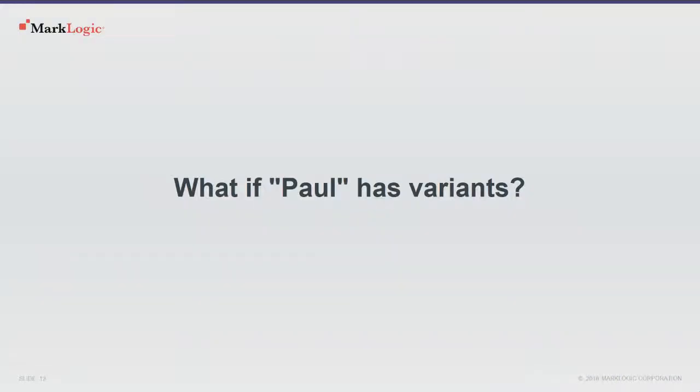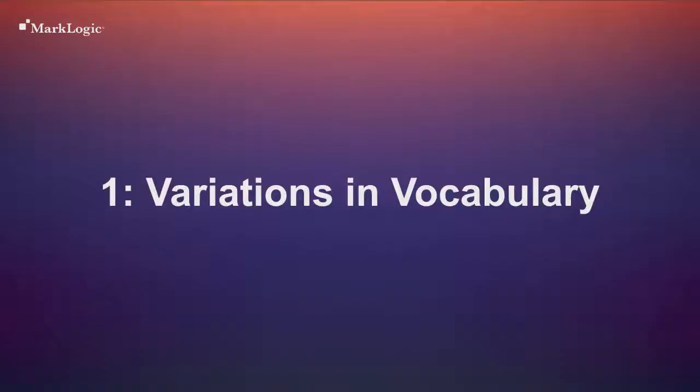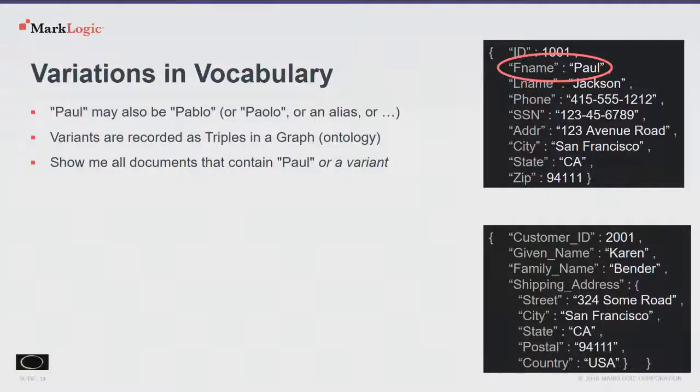Now, what if Paul has variants? What if Paul goes by other names? Paolo, Pablo. He has nicknames. He has aliases. So let's talk about variations. Variations in vocabulary. So step 1 on our journey says, I want to be able to search for Paul, or Paolo, or Pablo, and find all those variants.